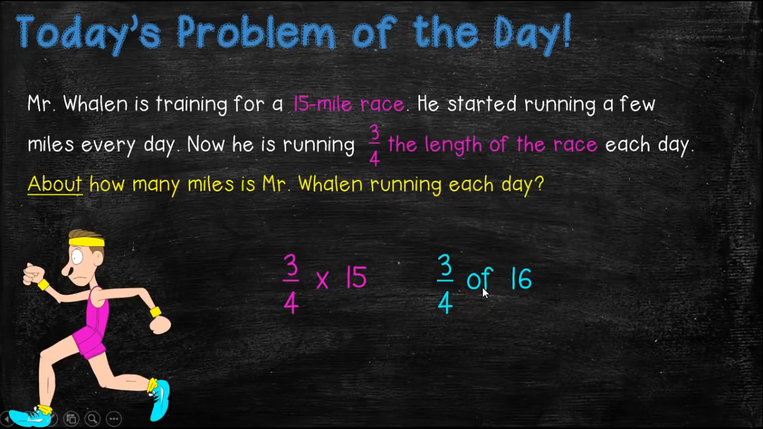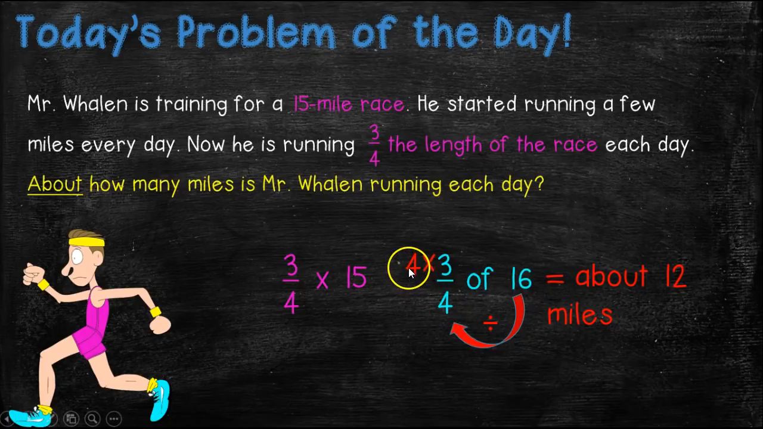As you learned in your previous lessons, of is just another word for multiply. So here we've got 3/4 of 16 or 3/4 times 16. So here's how you solve it. We're going to do 16 divided by 4, which is 4, 4 times the numerator, which is 3, which equals 12. So about 12 miles is what he runs each day. 16 divided by 4, here's your 4, and you're going to multiply it by the numerator, and that gives you about 12 miles.